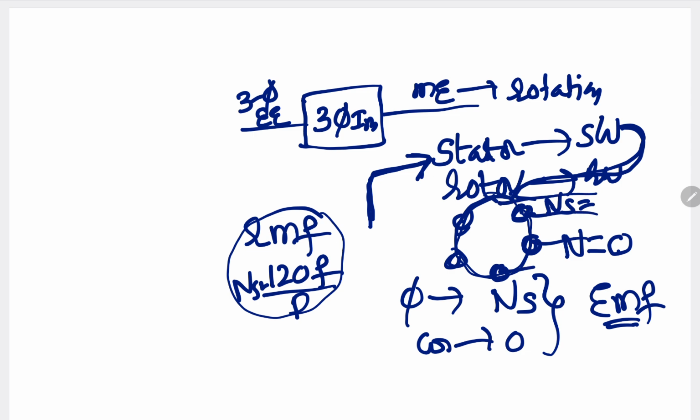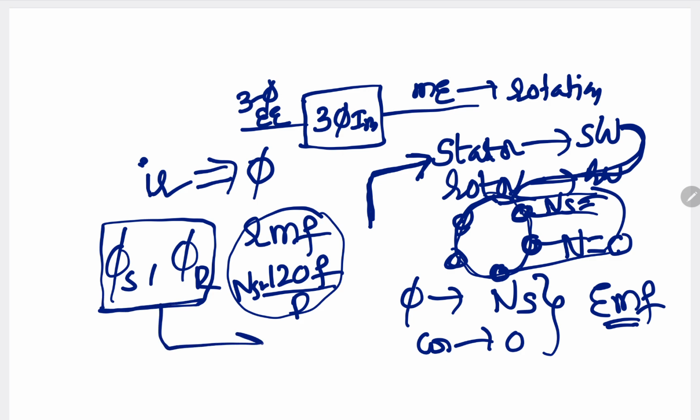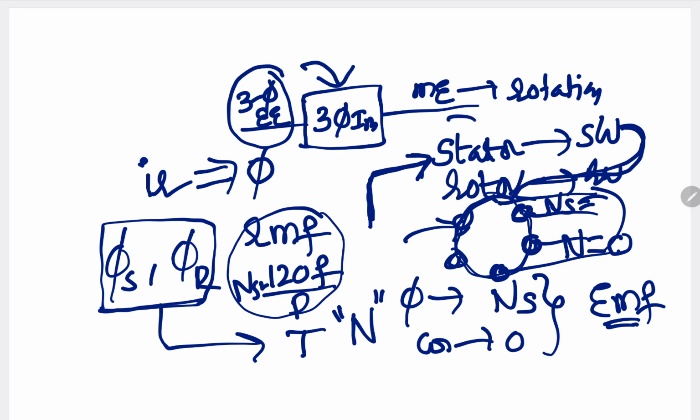As the rotor windings are closed, we will get some current in the rotor winding. Because of the current in the rotor winding, some flux will be developed in the rotor. Now we have two fluxes, the stator flux and the rotor flux. Because of the interaction between these two, torque will be developed on the rotor conductors. When the torque acts on the rotor conductors, the rotor starts rotating at speed n.